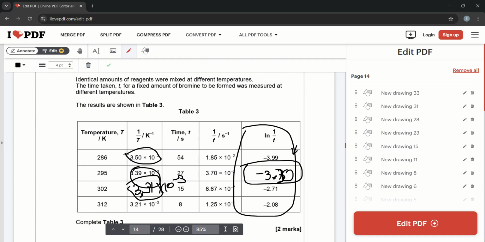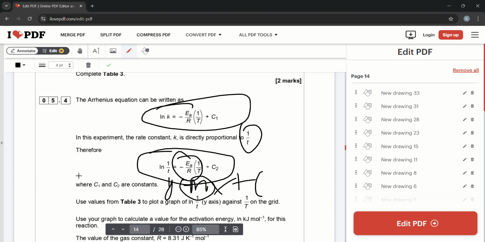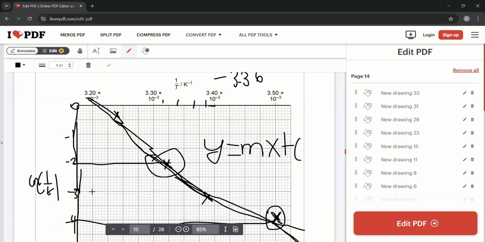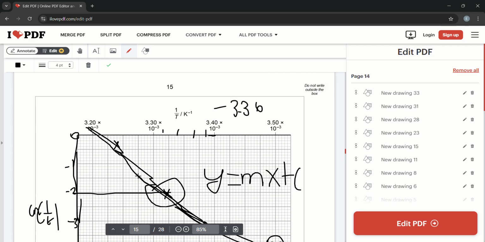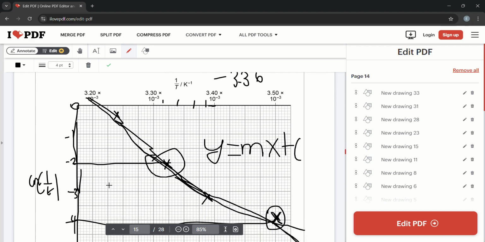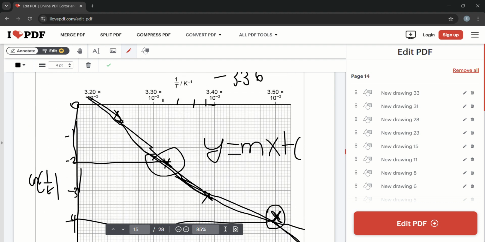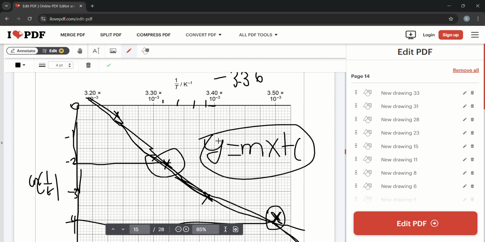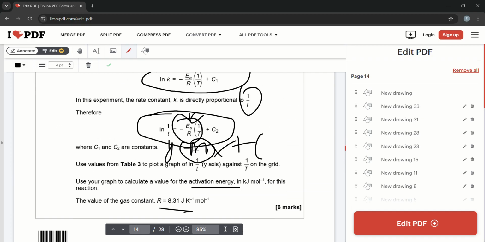5.3 very easy, just complete the table. 5.4, the hard part in my opinion is plotting the graph. I apologise for how terrible this graph is plotted, but I need to practice on it clearly, and it is also harder to do using a mouse. But then once you plot the graph, you know it's y equals mx plus c, compare it to this, so the gradient is minus Ea over R.